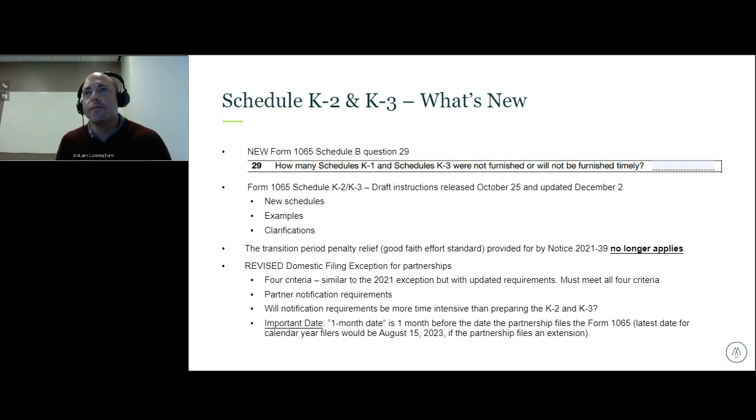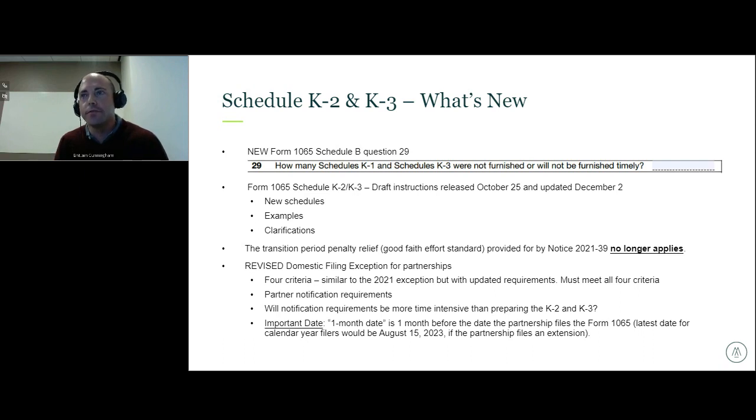Thank you very much. They always like to do that on Fridays for us. So we had a whole presentation for you, but we had to modify it for that update. But in those instructions, they detail new schedules. They add some helpful examples for how to complete the forms, the schedules, and then they clarify a lot of what they're expecting.